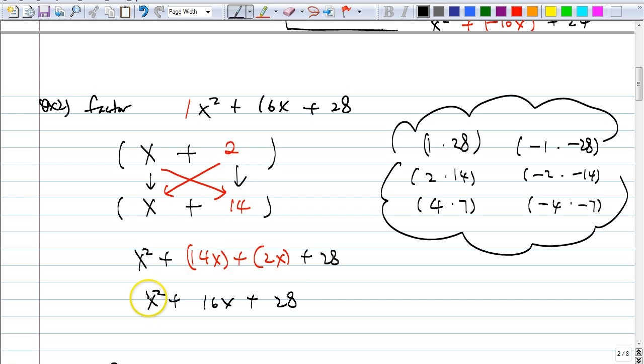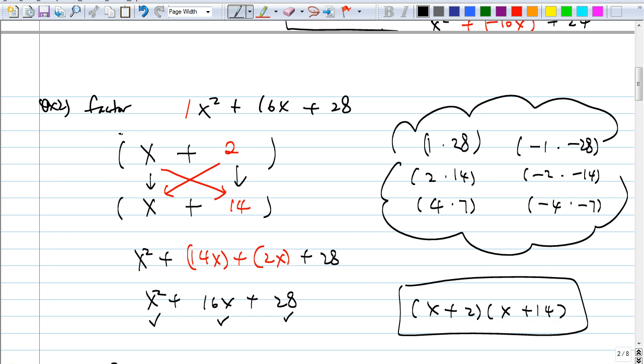Do all of them check? How many terms do we have to check? All 3 terms, right? Do we get x squared? Yeah. Do we get 16x? Do we have 28? Yeah, so therefore we know how to factor. What's the answer? Let's write down the answer right here. How does this trinomial factor? x plus 2 times x plus 14. Thank you. There's your answer.